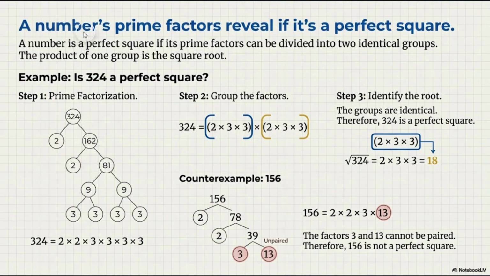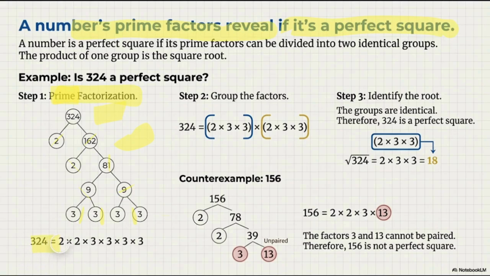Now how can we find whether a number is a square? The number's prime factors reveal if it is a perfect square or not. For that we have to do prime factorization. You can use a factor tree or you can use long division, any method you like to find the prime factors. As it is 324, we found the prime factors: divisible by 2 we got 162, then again by 2, 81, by 9, 9, 3, 3, 3, 3.